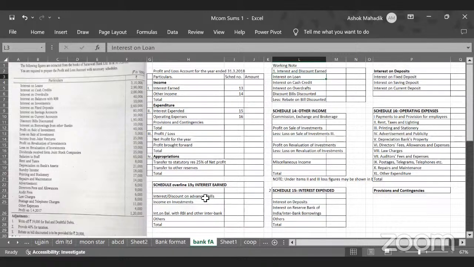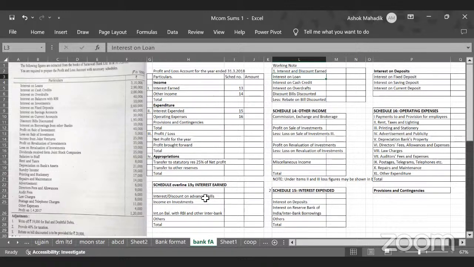Then interest on borrowings from other banks. We have borrowed from other banks, so we have to pay interest. So for us, it's an expense. So it will be schedule number 15. Are you clear on that?